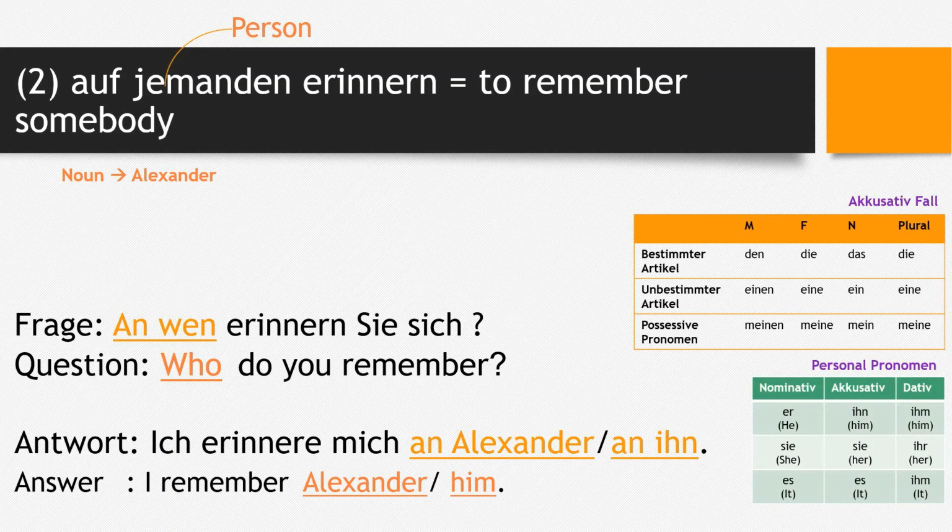Now we can also replace this with a personal pronoun, as we did in the previous example. So here we will say, ich erinnere mich an ihn. Again, because it is the accusative case, we will use an ihn. This indicates Alexander, an ihn. In English, in accusative, ihn means him. I remember Alexander, or you can say, I remember him. So an ihn is him. When you are talking about a person, you can always replace them with personal pronouns.